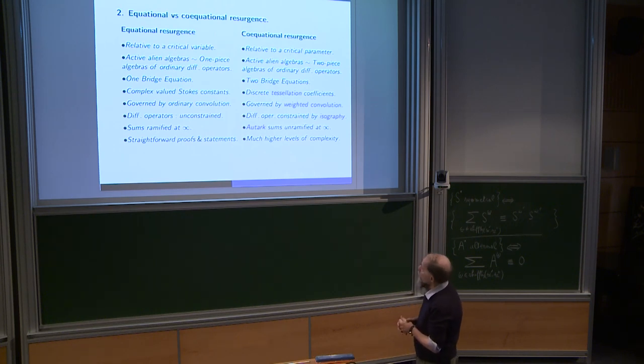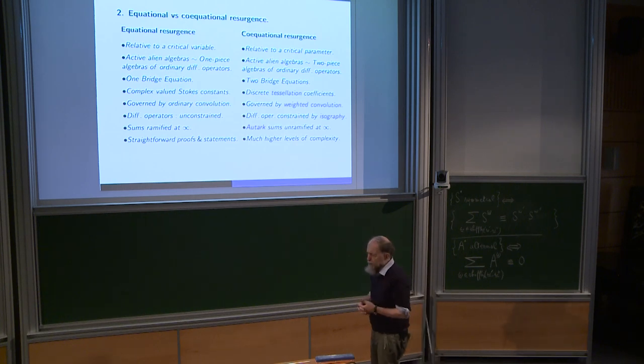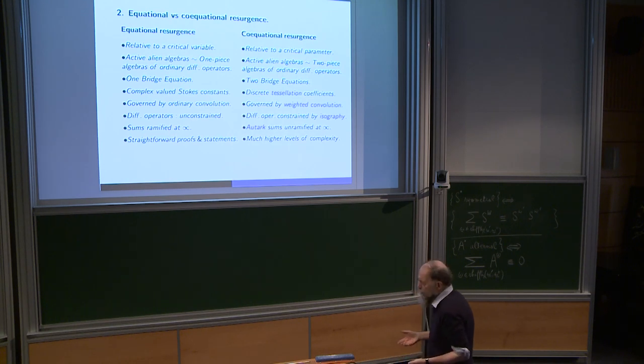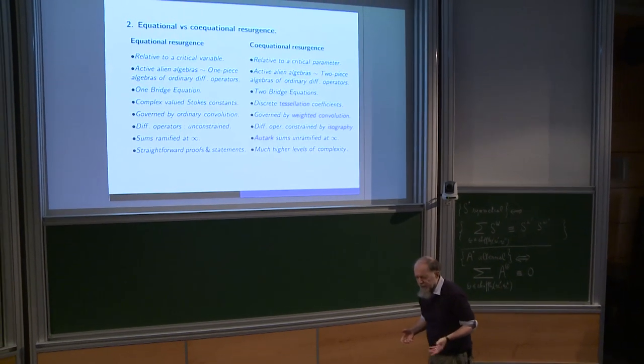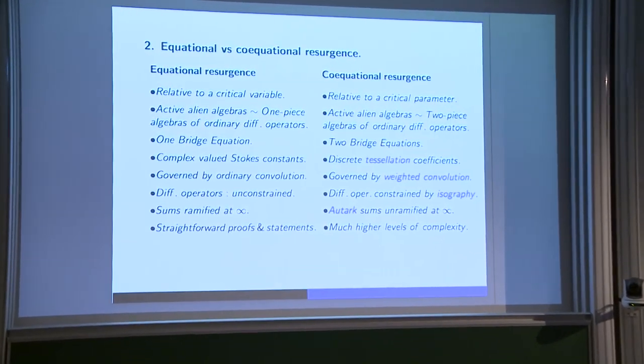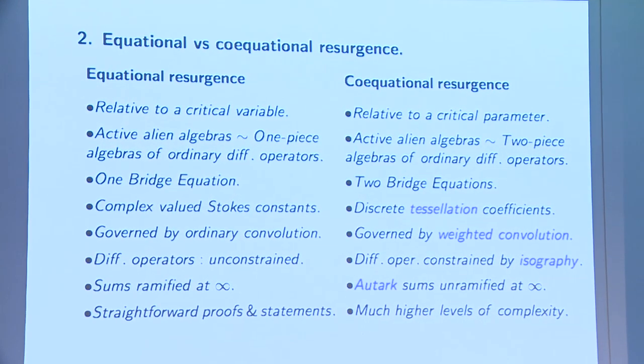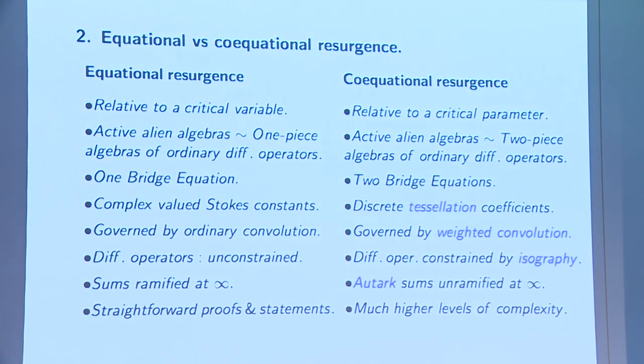Then, in equational resurgence, we have real Stokes constants that can assume any complex values, and they are usually transcendental. With coequational resurgence, this is perhaps the main surprise, the main difference. Instead of that, we get discrete Stokes constants, very specific objects. They assume only, after renormalization, integer values. We call them the tessellation coefficients.